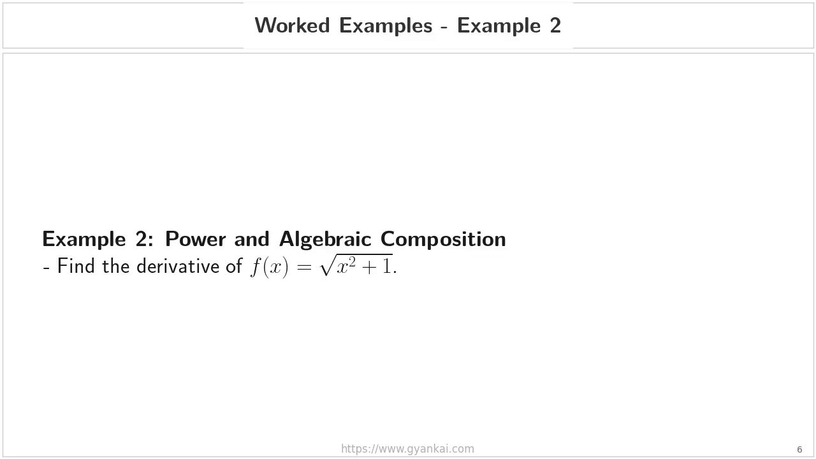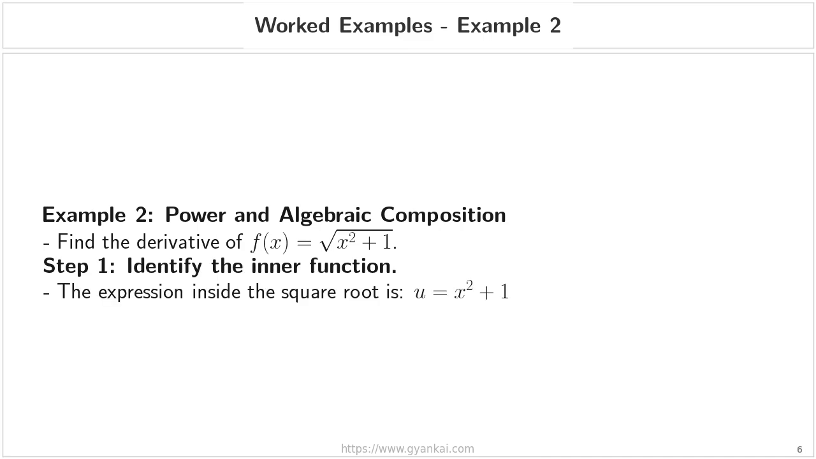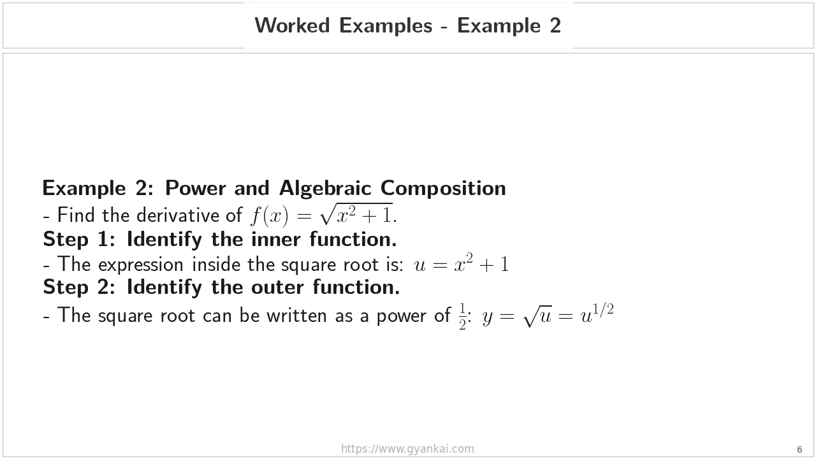Moving forward to Example 2, we will examine a power and algebraic composition. Our goal here is to find the derivative of the function f of x, which is equal to the square root of x squared plus 1. Following the step-by-step process we established in the previous slides, we begin with step 1, identifying the inner function. In this case, the expression nested inside the square root is x squared plus 1, which we will define as u.